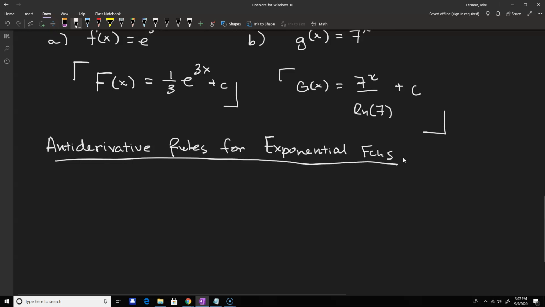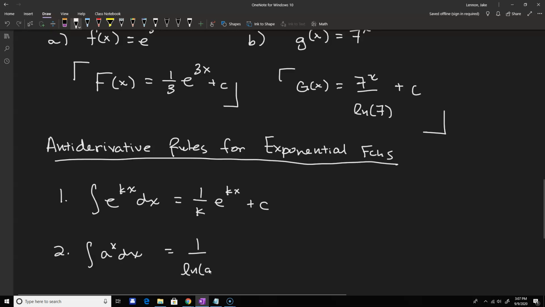So let's do them with all the letters instead. This is with all the notation. If you're trying to find the antiderivative of e to the kx dx, then this is 1 over k times e to the kx plus your constant for integration. So in that example A above, k was just the number 3. And if you're doing the antiderivative of, say, a to the x dx, you're going to get 1 over the natural log of a times a to the x plus a constant of integration.